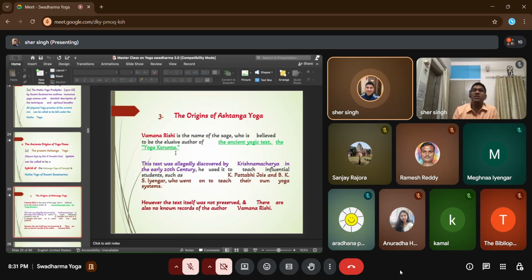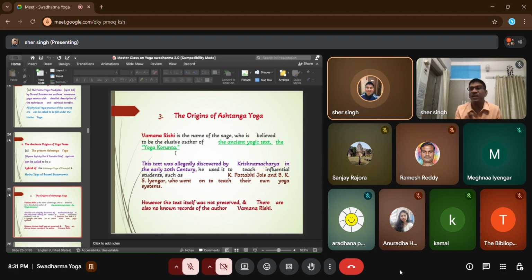This text was allegedly discovered by Krishnamacharya in the early 20th century, and this T. Krishnamacharya is considered the father of modern yoga. He discovered that book and then he taught the yoga from this book to his next students, that is K. Pattabhi Jois and B.K.S. Iyengar.